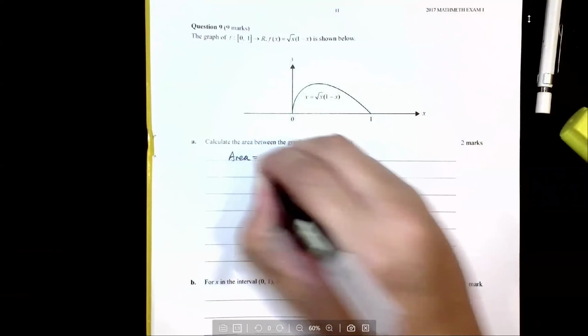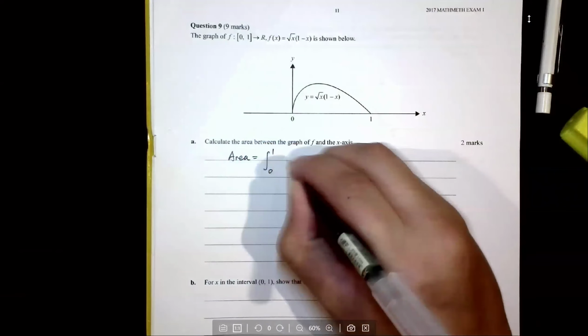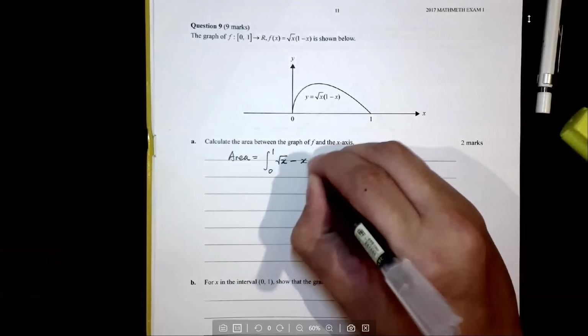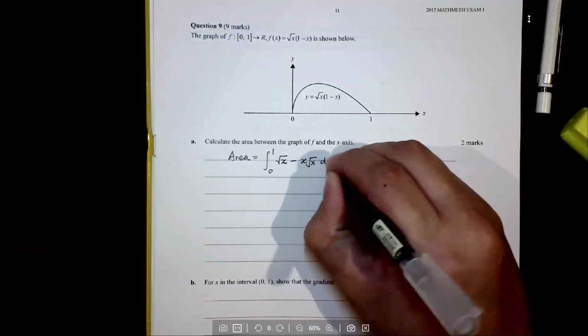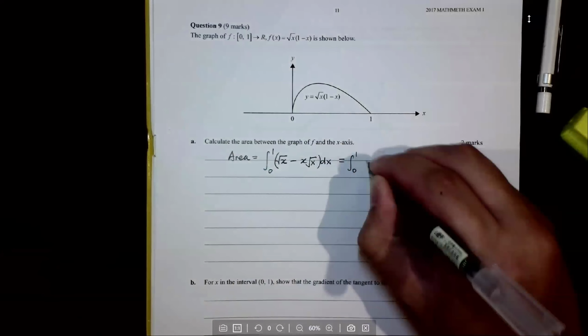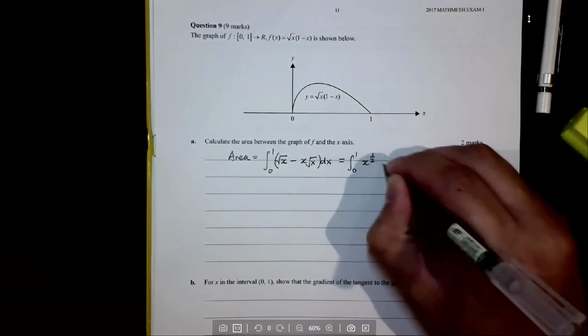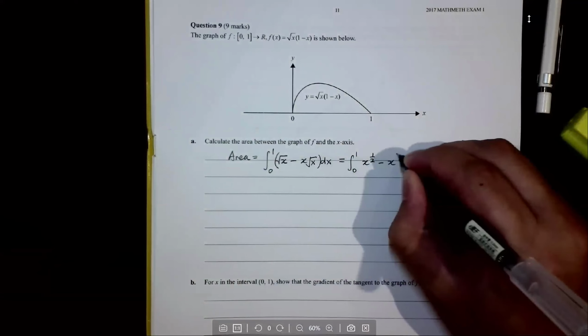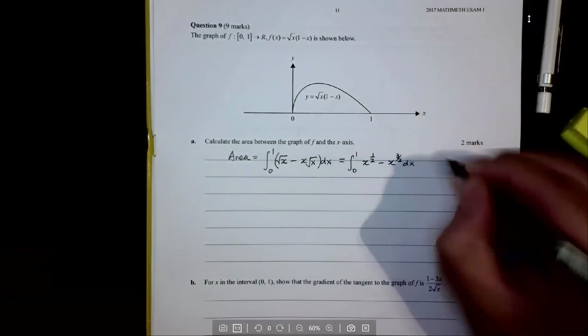So we use integration. And to integrate this function, we can multiply the square root into the second linear function and then write 0 to 1, x to the power half minus x to the power 1 times x to the power half, x to the power 3 halves dx.